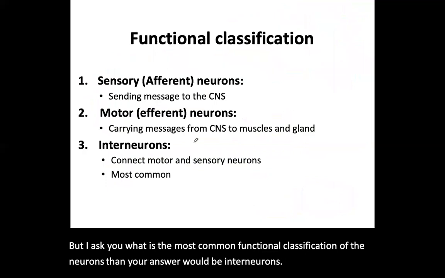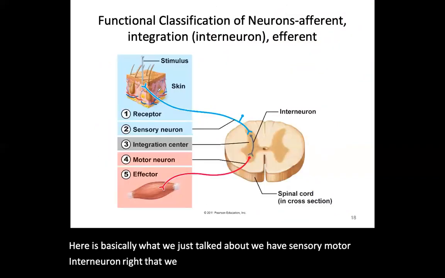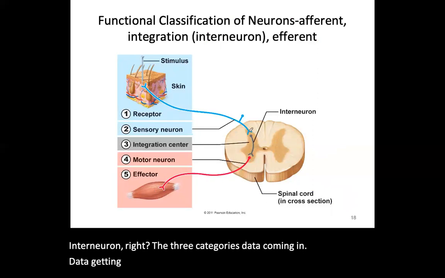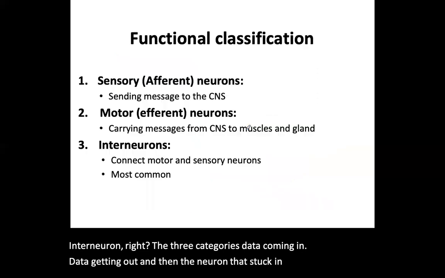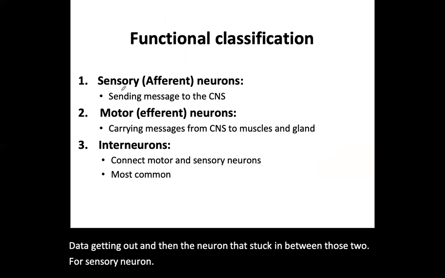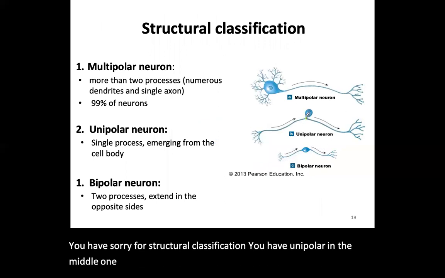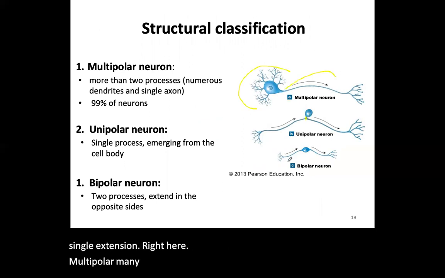Here is basically what we just talked about. We have sensory, motor, interneuron, the three categories. Data coming in, data getting out, and then the neuron that's stuck in between those two. For sensory neuron, for structural classification, you have unipolar in the middle, one extension, single extension right here. Multipolar, many extensions. And bipolar is two extensions.